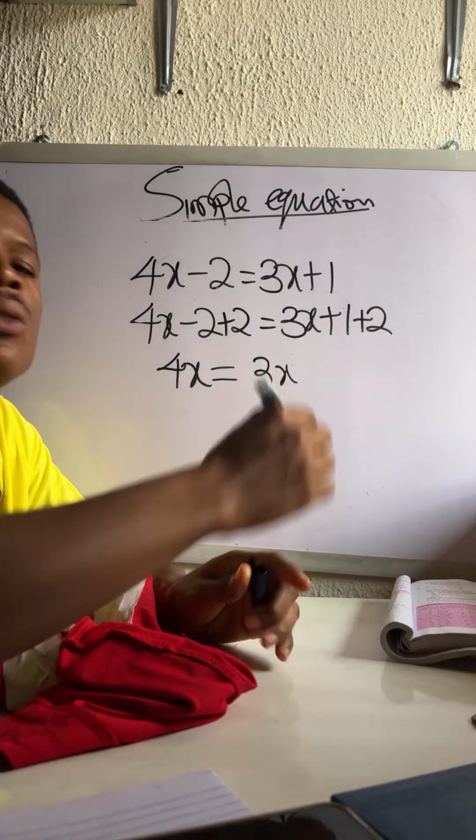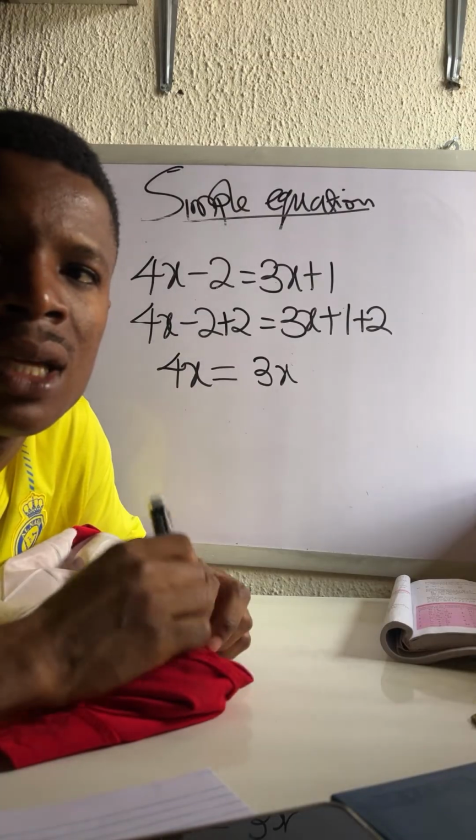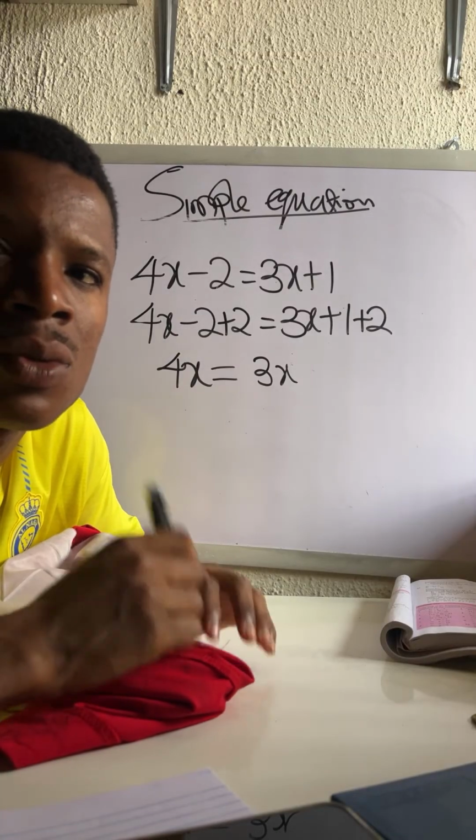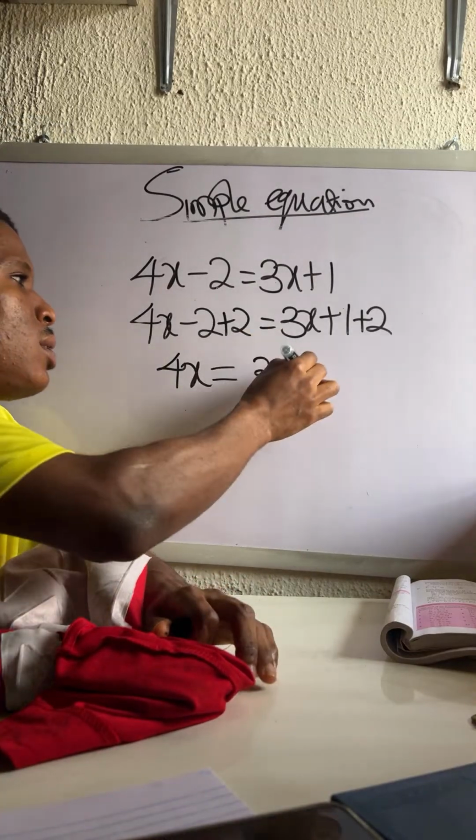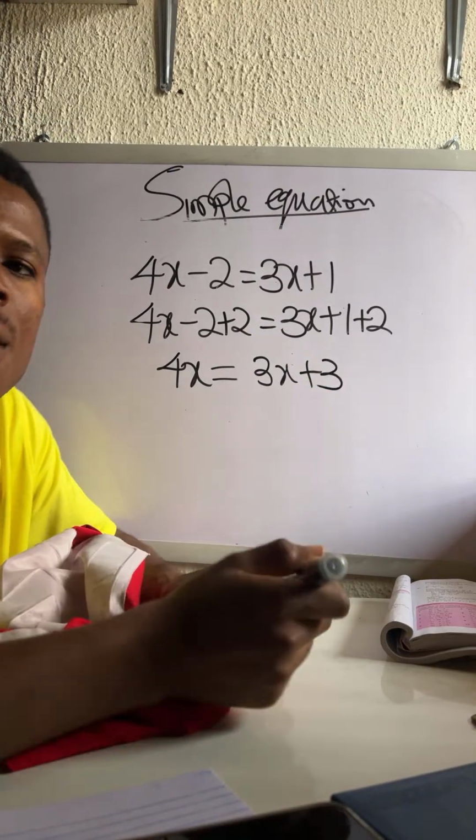1 plus 2 is what? What is 1 plus 2? Let us know the answer in the comments. 1 plus 2 is 3. You have it as plus 3, okay?